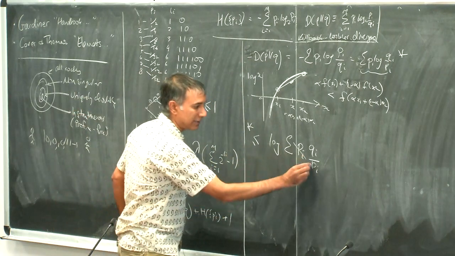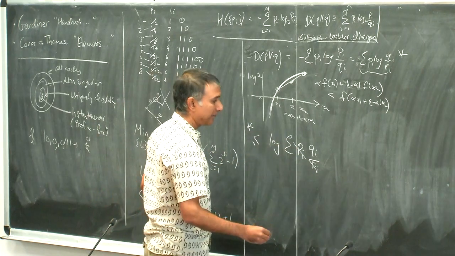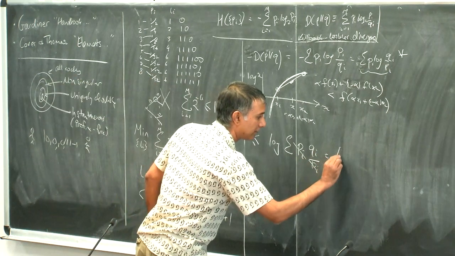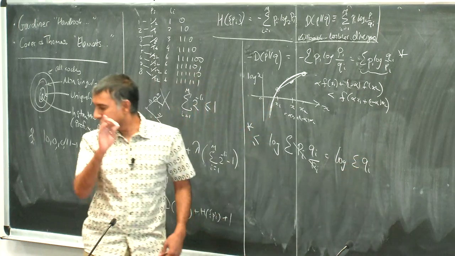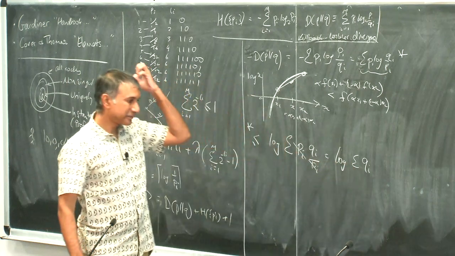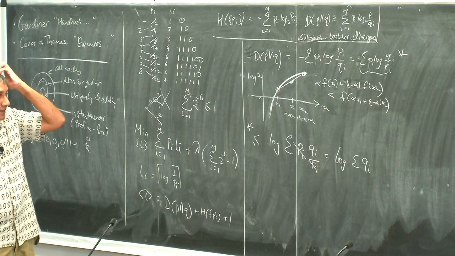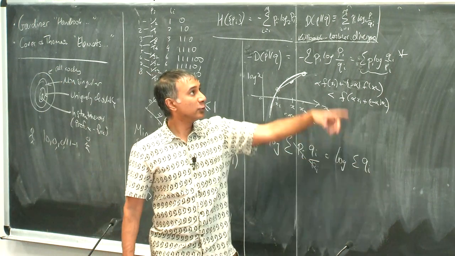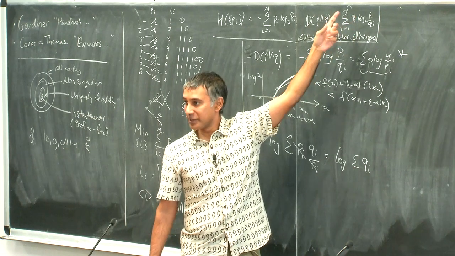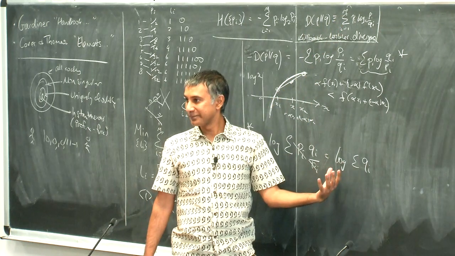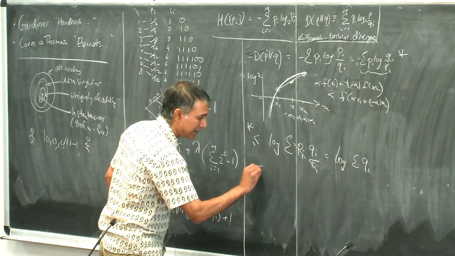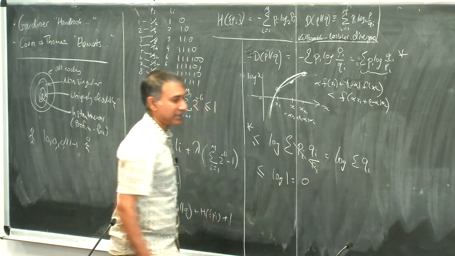This is very easy to evaluate because these two cancel. The sum over Q is 1 because it's normalized. So this is just log sum over qi. I'm keeping it in this form for the moment. What is this qi? These qis are all the values of q where pi was non-zero. The values of q where pi was zero were never even taken into account. So technically this thing may not even sum to 1, but in practice it would be less than 1. So this is less than or equal to log of 1, which is 0.